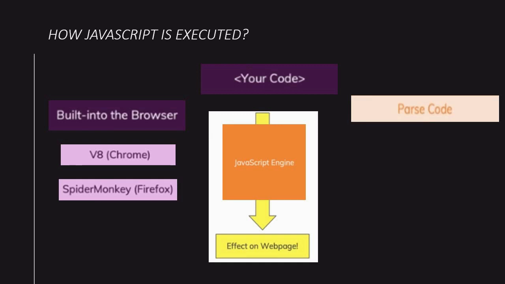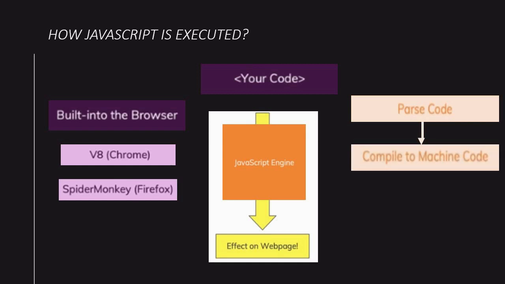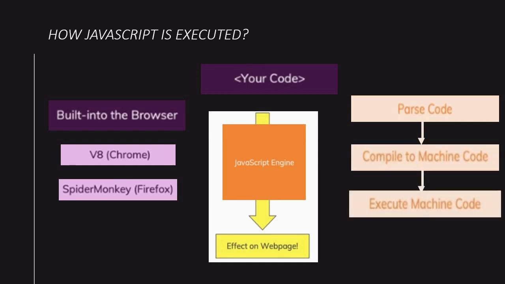In three steps, our code is executed. Firstly, it is parsed. Next, it is compiled into machine code. Then it is executed as machine code. We can optimize and de-optimize, and can see the effect on our web pages. These three steps happen in a single thread.